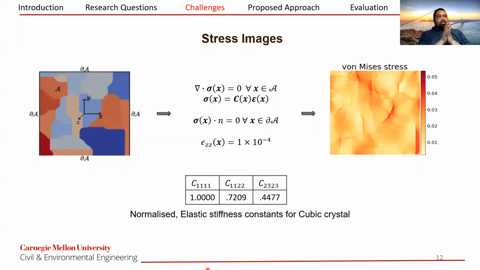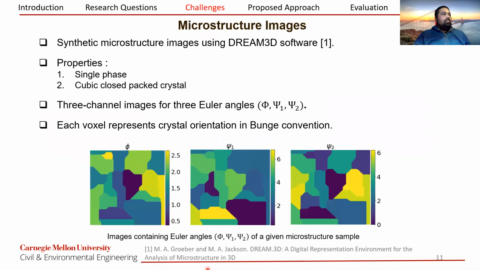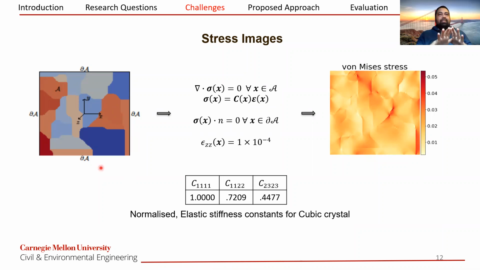Okay, so my first output is this thing. We get this microstructure image from Dream 3D. It will just provide this synthetic microstructure. Then we have this FFT package, based on the fast Fourier transform scheme.